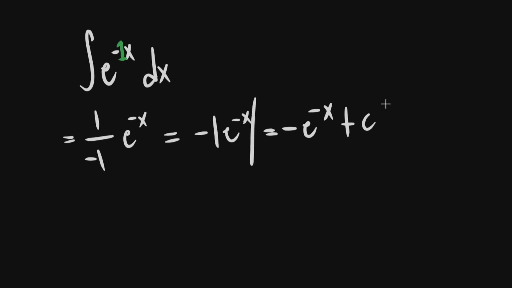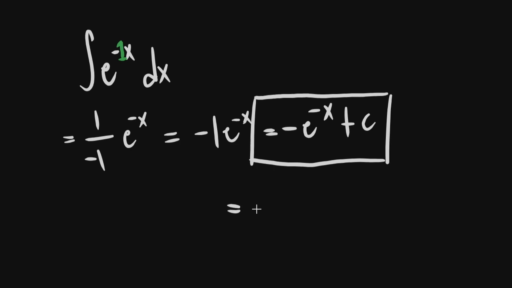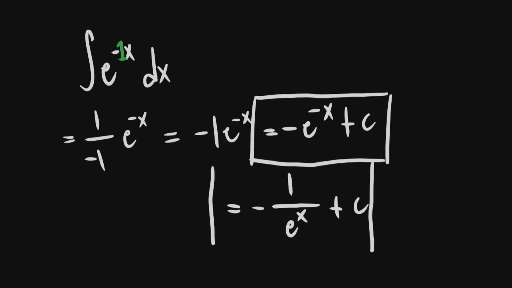You could just do that, or you could write it as negative 1 over e to the x, plus c. Either way, both answers are correct. So next is how to integrate e raised to 1 over x, all over x squared dx.